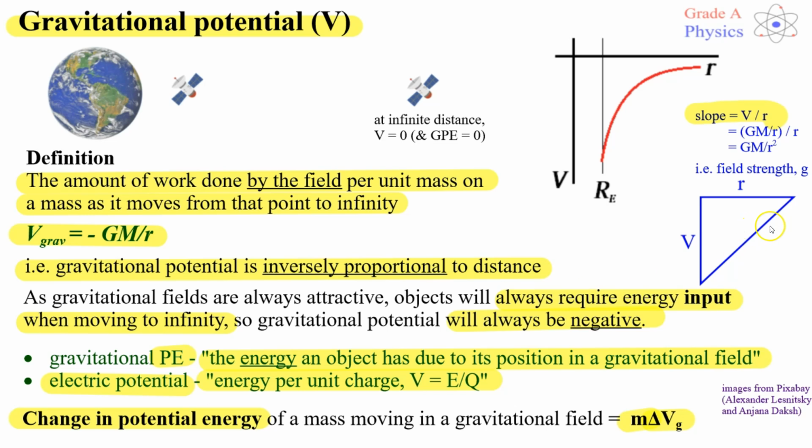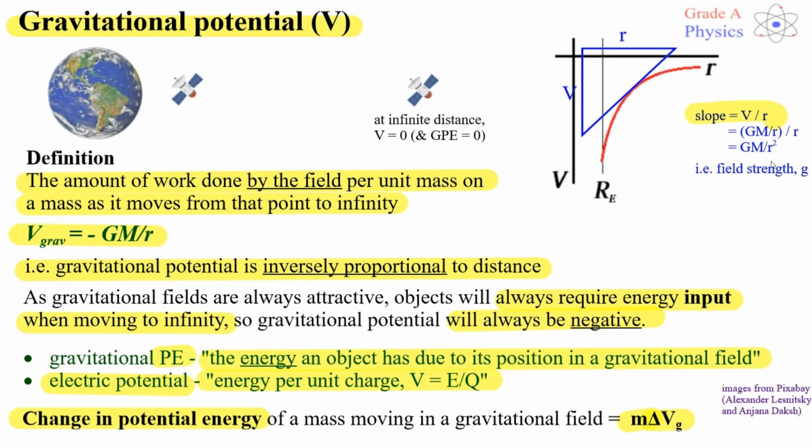So what you could do is draw a tangent at the point where we're told the radius, and then work out the gradient at that point. The gradient is the y divided by r, which is v over r. V we know is GM over r. If we divide by r again, that gives us GM over r squared, which we've already derived in an earlier video as gravitational field strength.